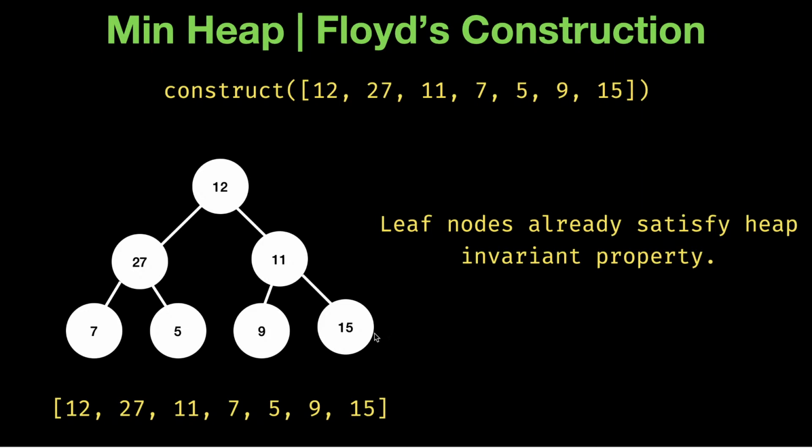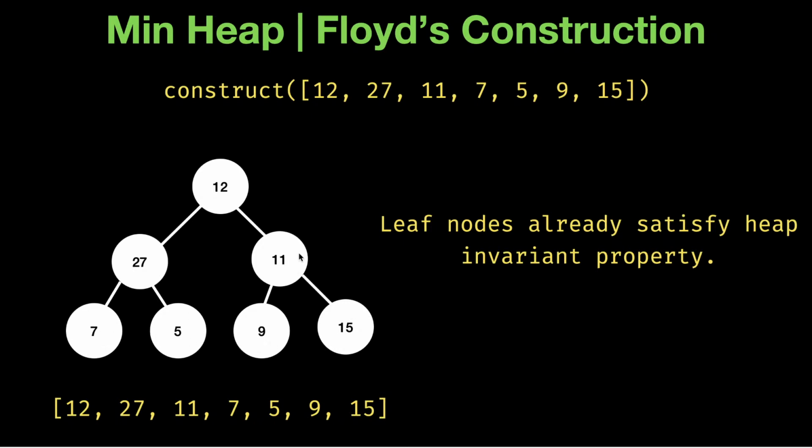Now the assumption is that the leaf nodes already satisfy the heap invariant property. For a complete binary tree, you can prove that about half of the nodes will lie on the leaf level. So if we consider that the leaf nodes already satisfy the heap invariant property, then we are cutting off half of the nodes, and we are only applying operations to the other half, right? So we will not apply operations to 7, 5, 9 and 15.